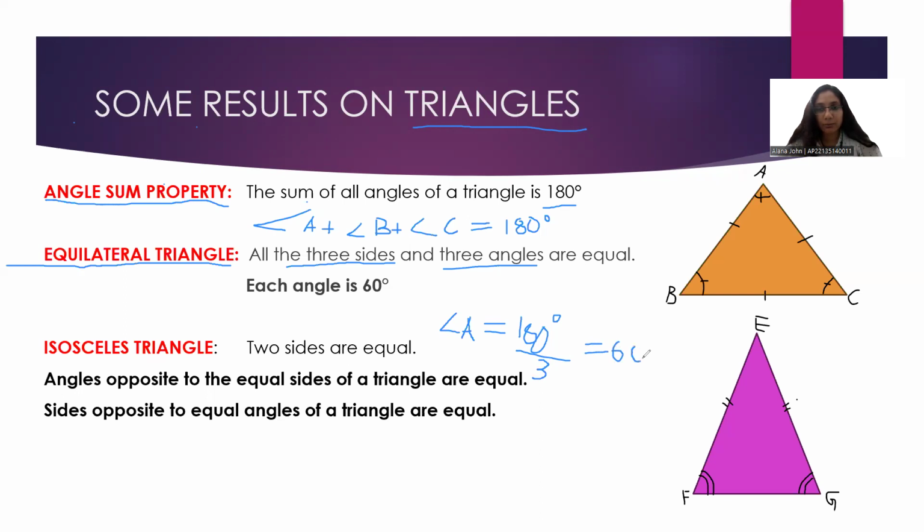So what have we proved here? We have shown that each angle of an equilateral triangle will be 60 degrees, because all the angles are equal and the sum of the three angles should be 180 degrees. So divide it by 3, then we will be getting 60 degrees. Okay, so each angle of an equilateral triangle is taken to be 60 degrees.